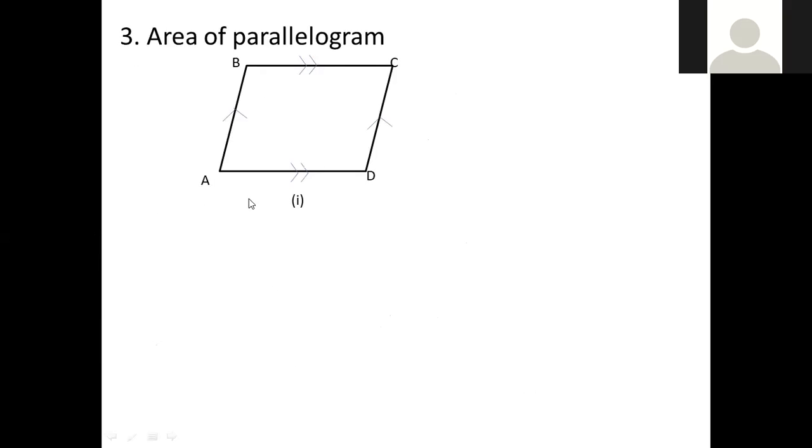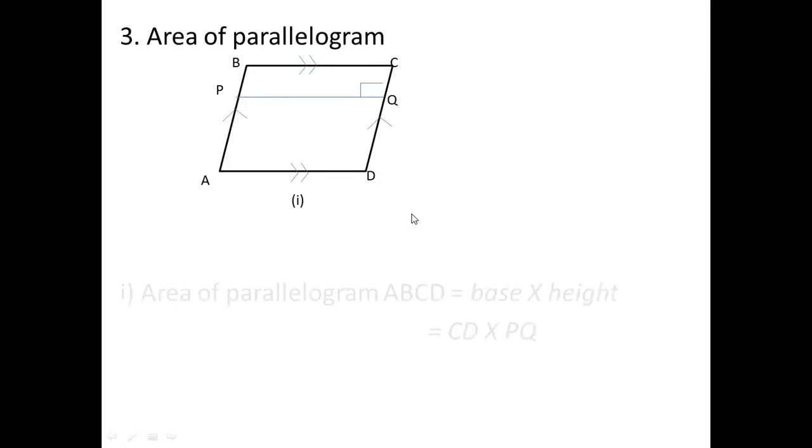Here is given a parallelogram. This quadrilateral is known as a parallelogram because its opposite sides are parallel. AD is parallel to BC and AB is parallel to DC. In such a case, we find area by using the base and height. Height means this perpendicular. This PQ is perpendicular to CD. CD is the base and height is this PQ.